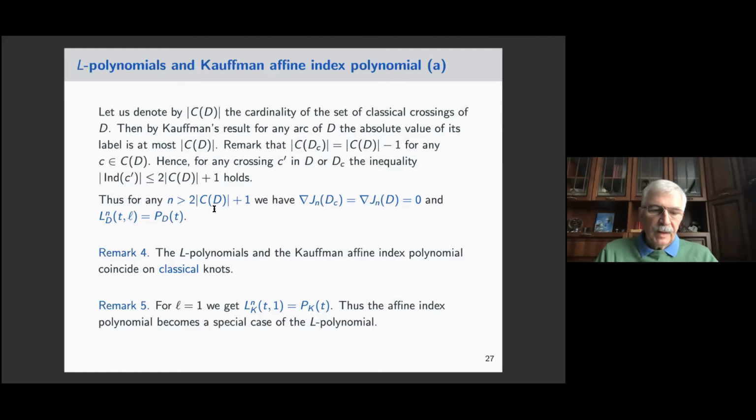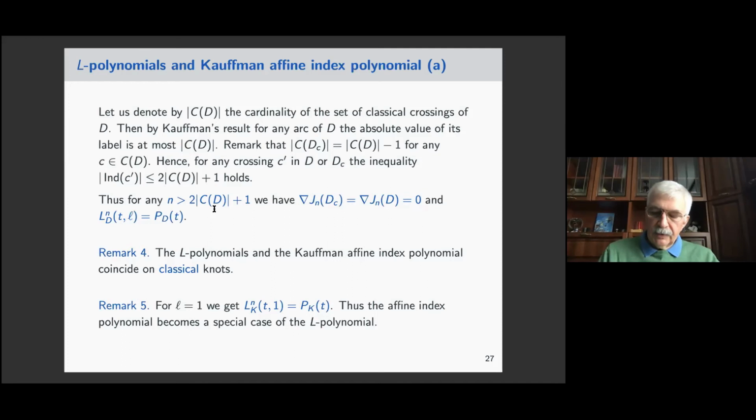And moreover, we can think about the situation where we consider only classical knots. Then, as we observed before, this number is equal to zero, so L polynomials are the same as Kauffman affine index polynomials. And remark number five, also a very simple remark: if you consider L equal to one, you will get that the L polynomial is exactly the Kauffman affine index polynomial, so the affine index polynomial is just a special case of the Laurent polynomial.